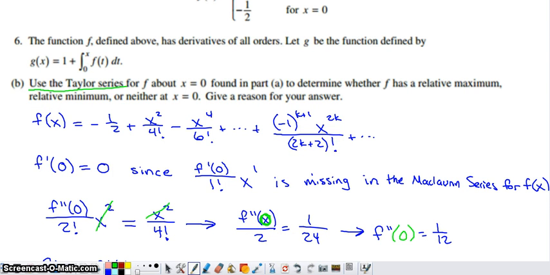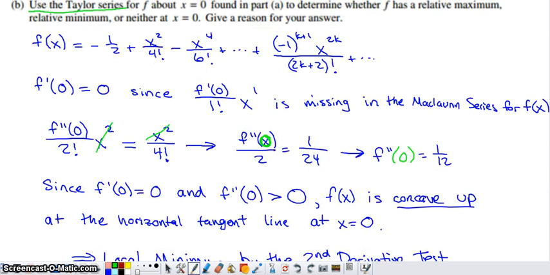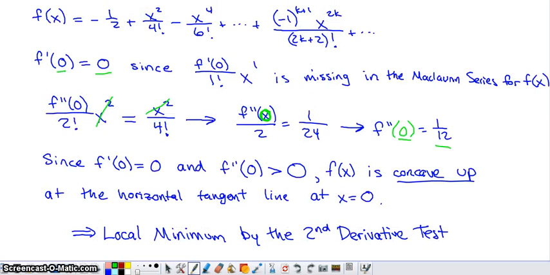f double prime of 0 is going to be 1/12. Well, if you have at a given x a slope of the tangent line being 0, and at that same x a positive second derivative, that means that you're concave up at this location of the horizontal tangent, and by the second derivative test, if you have a horizontal tangent and you're concave up, you've got to have a local minimum at that point, and that's an application of the second derivative test.